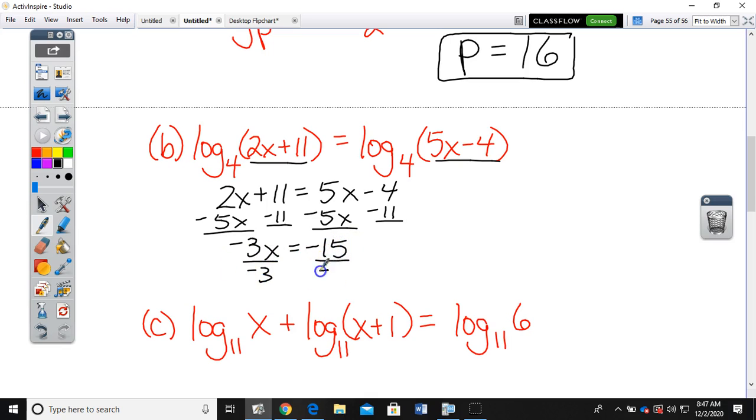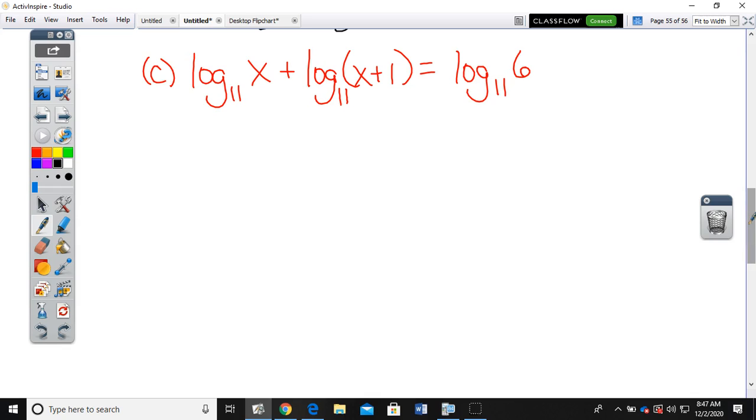Divide by -3. x is 5. You move your 5x over, make it negative 5x. You move your 11 over, make it negative 11. These cancel. You're left with negative 3x equals negative 15. And you divide by your -3 and get your answer. You would have had 3x equals positive 15 over positive 3. All right, and our last example, and we can do more if you want me to.